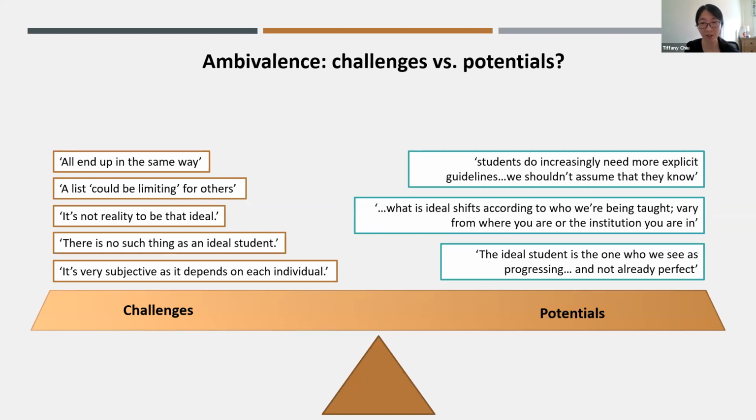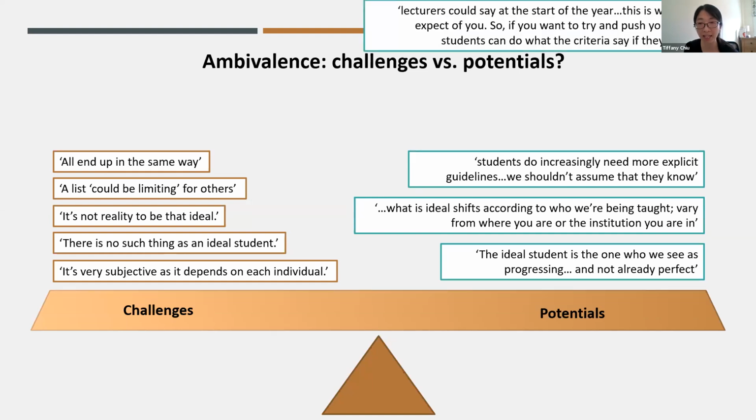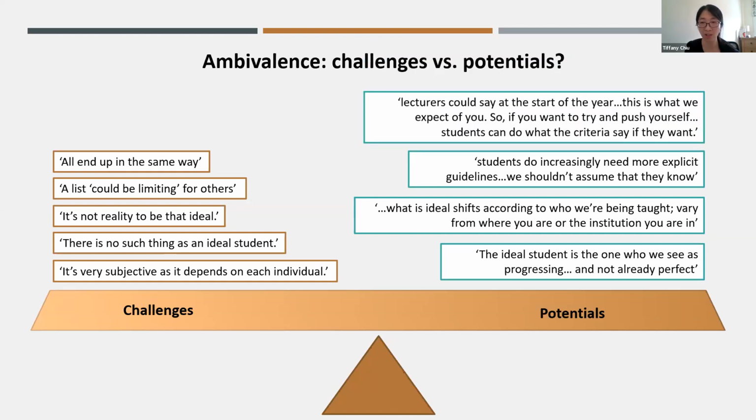Similarly, students also suggested lecturers could say at the very beginning of the year, this is what the ideal student did last year, and this is what we expected of you. So if you want to be that ideal student, you can push yourself and be that ideal student, and students can do what the criteria said if they want.